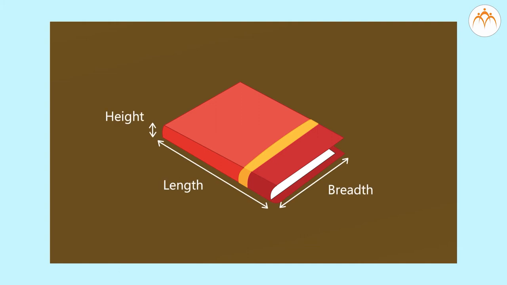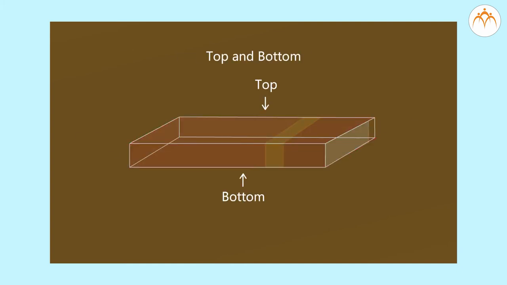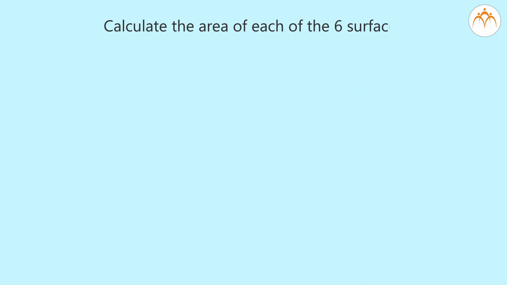We found the height, length and breadth of the book to be 3 cm, 20 cm, 12 cm respectively. Now, we could see that there are 6 surfaces: top and bottom, left and right side, and also the other two sides made by breadth and height. Each surface is a rectangle. Hence, we could calculate the area of each of the 6 surfaces.